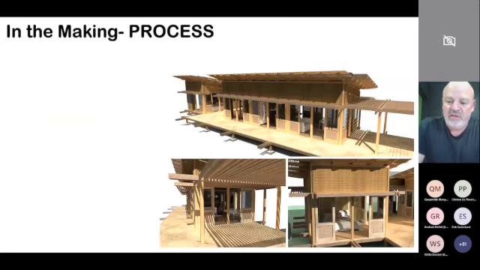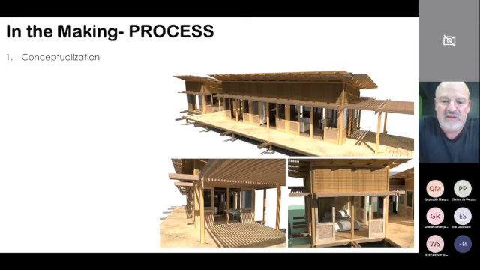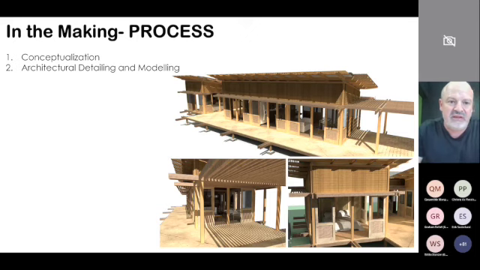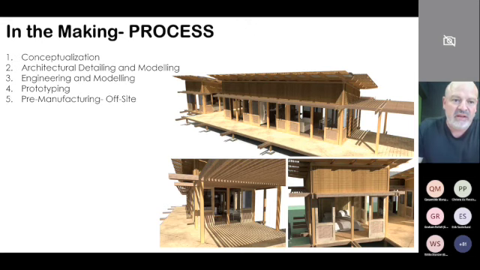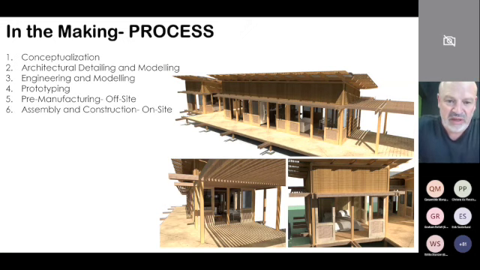I think in the making of timber buildings, the process, just to briefly describe it: the first part as architects is the conceptualization of these structures, then the architectural detailing and modeling of it. Then obviously we get the engineers involved, and the engineering and the modeling of that. Sometimes it involves prototyping, because we need to understand the specific joints and connections with timber. Then the pre-manufacturing part is normally off-site, and then the assembly and construction part happens on-site.